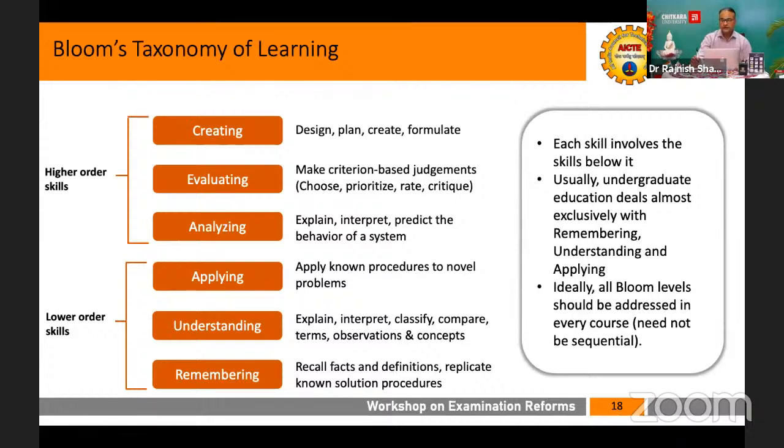Very important: each skill involves the skill below it. It means when you're setting a question for the creating level of Bloom's taxonomy, you will automatically be assessing his evaluating ability also. When you set a question for the understanding level, that is not possible if the student is not able to remember a couple of things also. So the point is, each skill involves the skills below it. And it is easily appreciable that undergraduate education deals mostly with remembering, understanding, and applying. But ideally, all Bloom's levels should be addressed in every course, as is being insisted time and again.